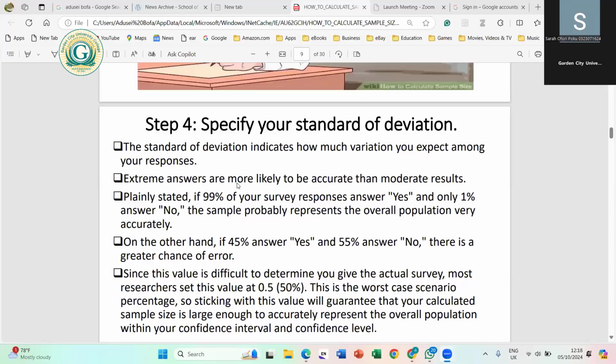Good afternoon, sir. Please, I wanted to ask if the Q is always one, and also if the population has to always be 0.5 for starting your research.